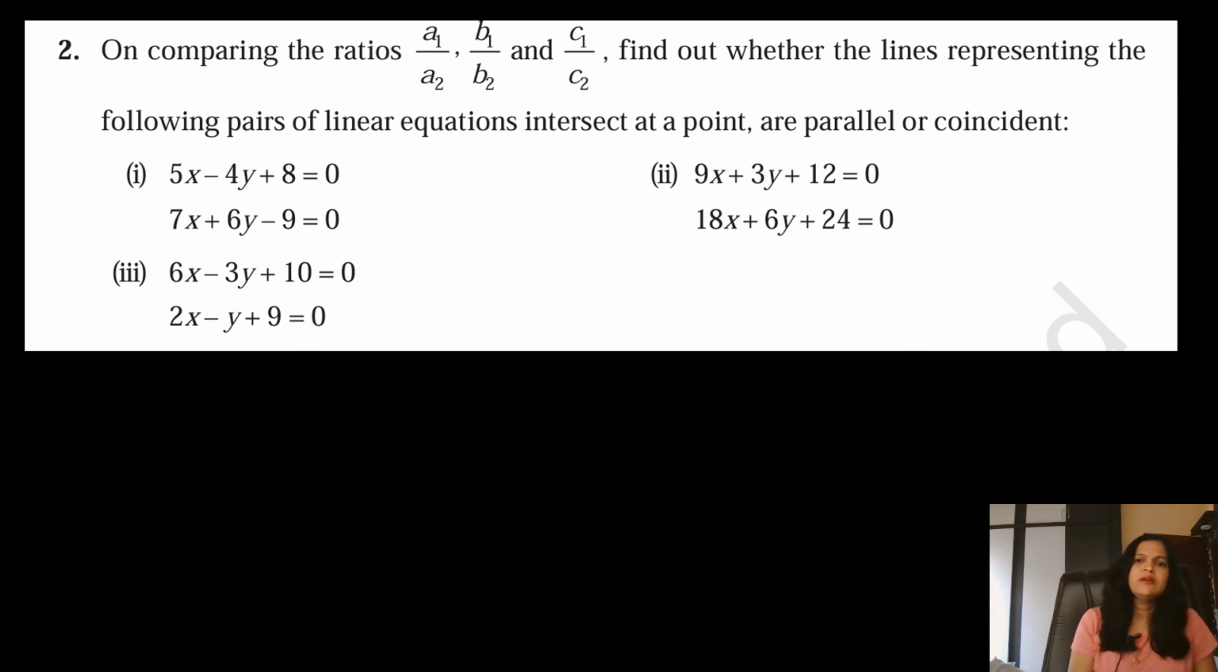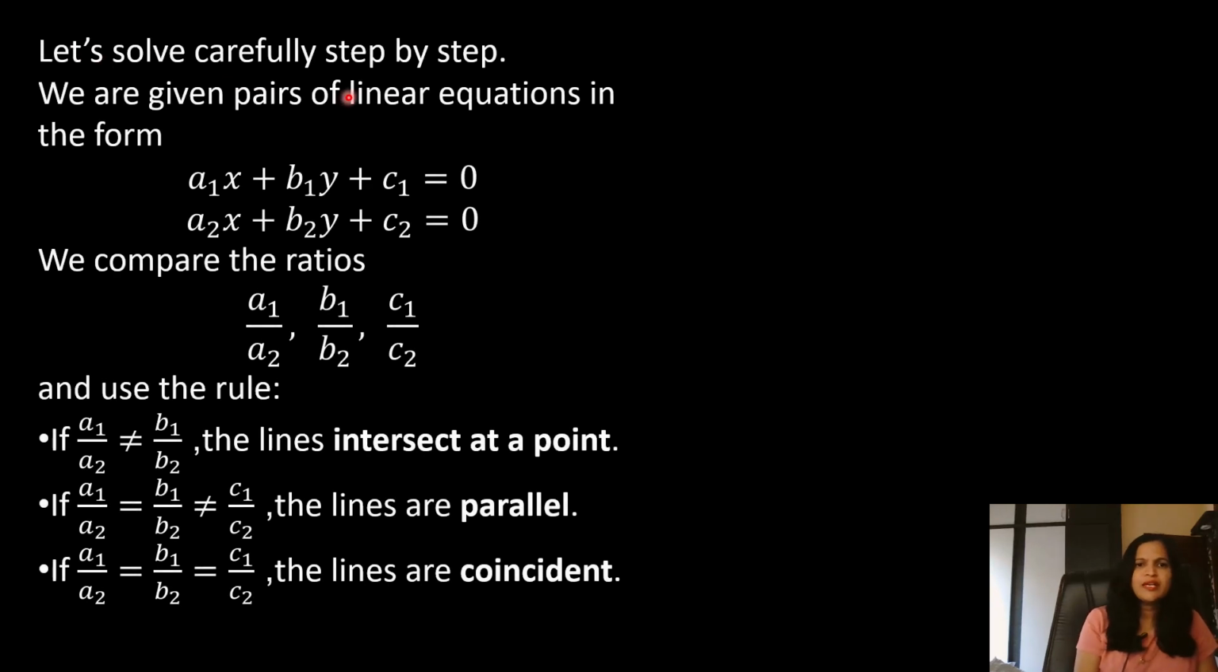Second sum, this is the next method: comparing the ratios a1 by a2, b1 by b2 and c1 by c2. Find out whether the lines representing the following pairs of linear equations intersect at a point, or are parallel, or coincident. You have to find this not using the graphical method, but by this coefficient method. Okay, let's solve the first sum. Because the graphical method is very difficult, you will not get the exact value by that. So let's solve carefully step by step.